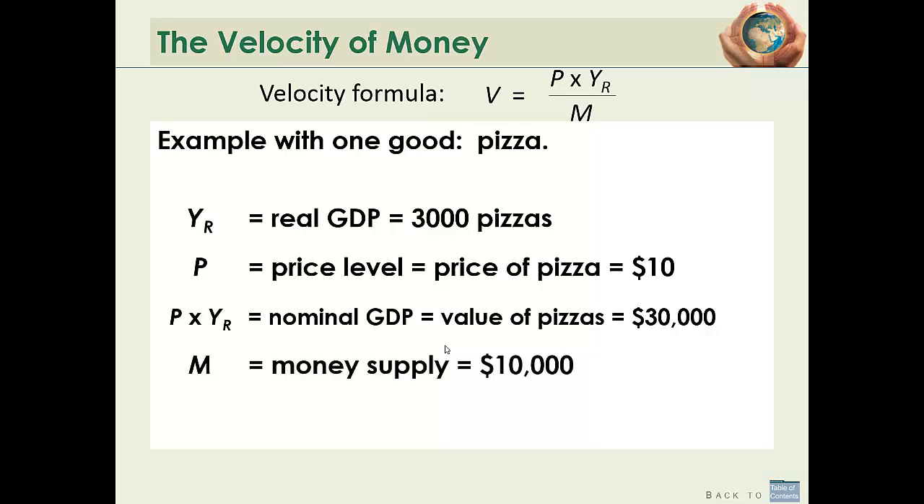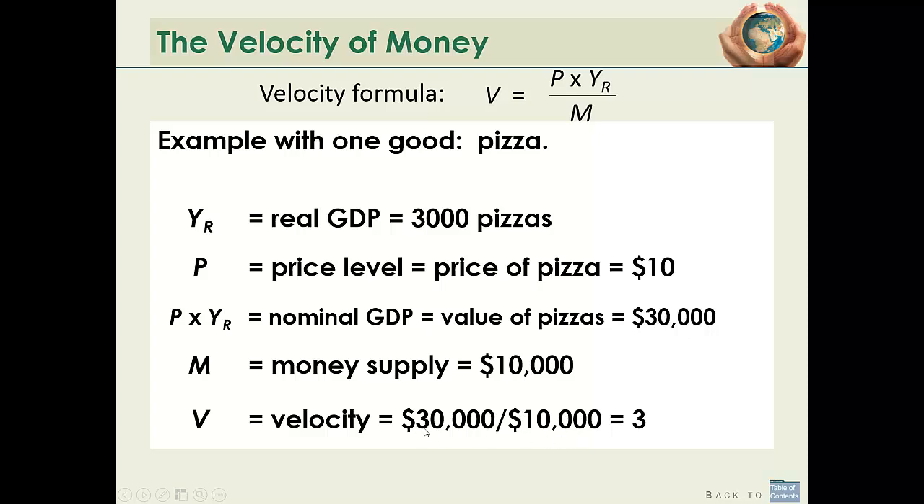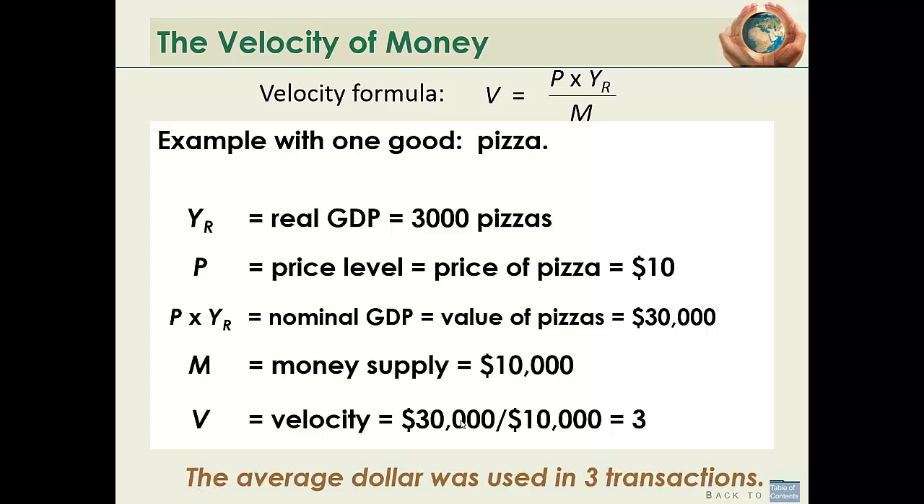If we assume a money supply of $10,000, then the velocity of money is going to be equal to 3. In other words, we only have $10,000 worth of money in the economy, but we're producing $30,000 worth of goods. So that means that the average dollar was used in 3 transactions. So that's what the velocity of money is. It gives us some indication of how often each dollar is being spent on the goods and services that are being produced within this economy.